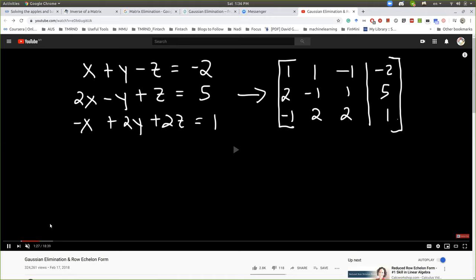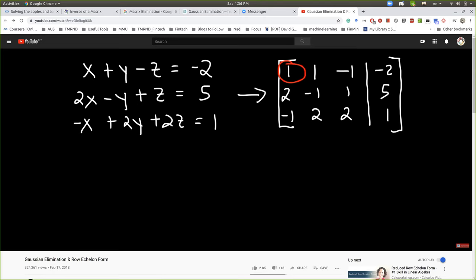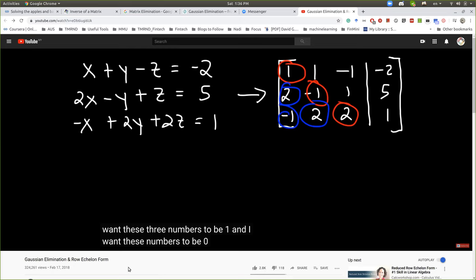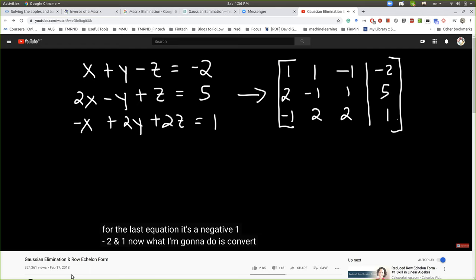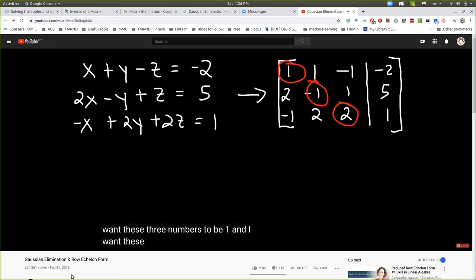Now, what I'm going to do is convert this matrix into row echelon form. So I want these three numbers to be 1. And I want these numbers to be 0. Okay. So let's take those numbers.